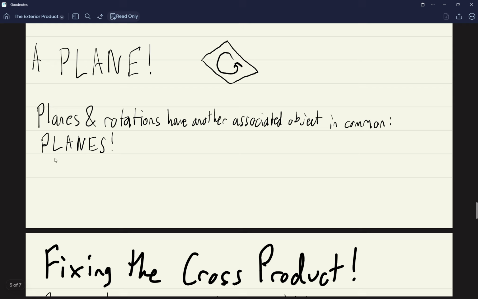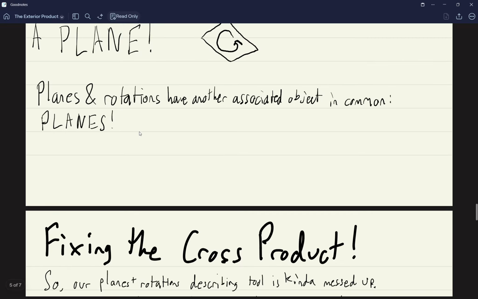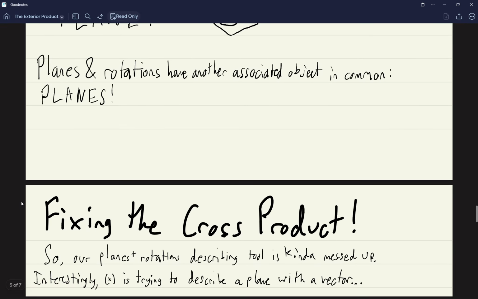So let's see what we can do now that we've done this brief interlude, where we've come to the conclusion that we really do want to be talking about planes, because planes have all the information we want, and it feels like right now we're kind of grasping at that idea with the cross product without fully reaching it because we're still producing a vector. So yeah, our tool for talking about this is a little messed up. And it's kind of because it's trying to describe a plane with a vector, this 2D object with a 1D object.